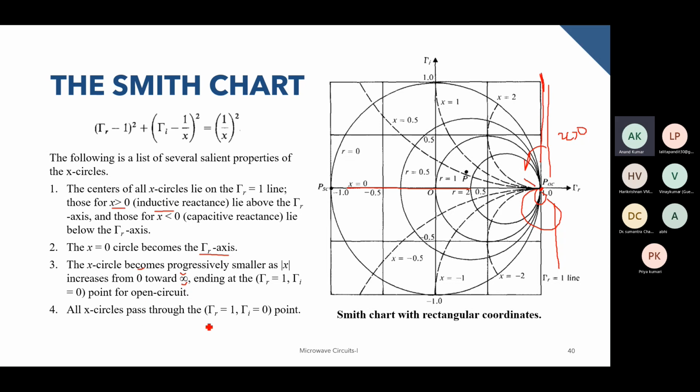So, and again, all these X circles pass through this point, gamma r equal to 1, gamma I equal to 0 point. So this particular point over here, all these circles will pass through this point. So I'll again pause over here, let you look at the salient features and the plot. You need to focus only on this dashed plot over here. I'm sorry for not putting up a better image, but this image is also present in D.K. Cheng. Maybe you can refer to the textbook for more detailed information.